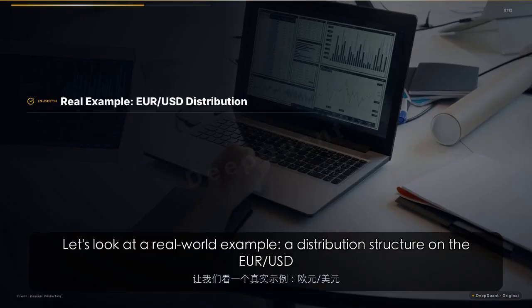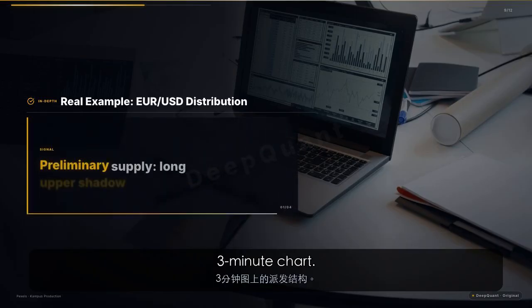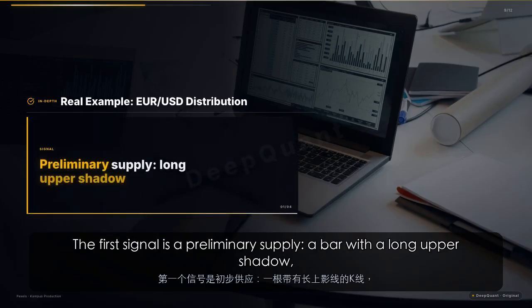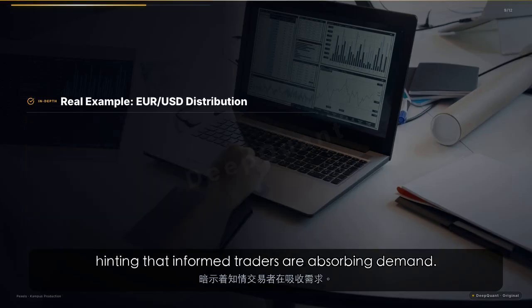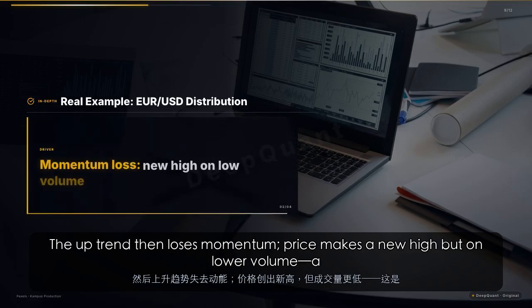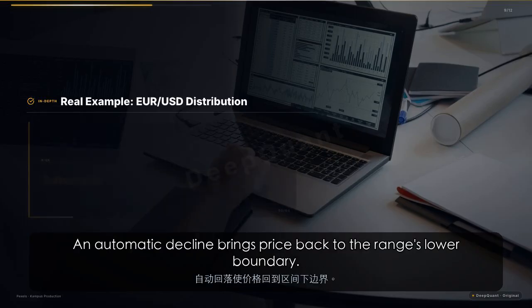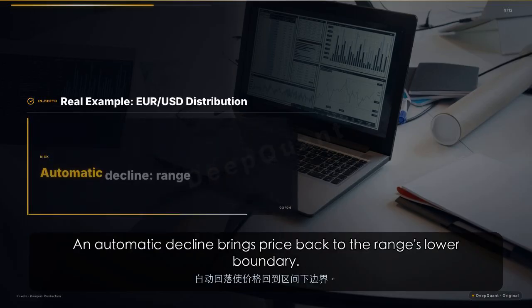Let's look at a real-world example, a distribution structure on the Euro to US dollar 3-minute chart. The first signal is a preliminary supply, a bar with a long upper shadow, hinting that informed traders are absorbing demand. The uptrend then loses momentum, price makes a new high but on lower volume, a classic effort versus result divergence.